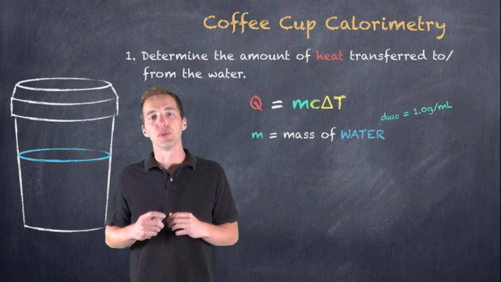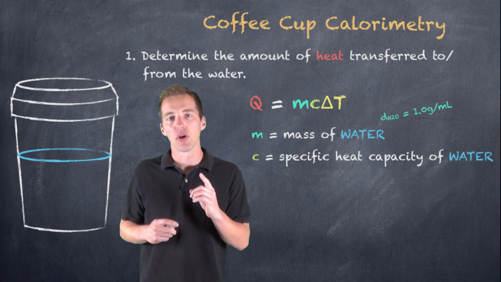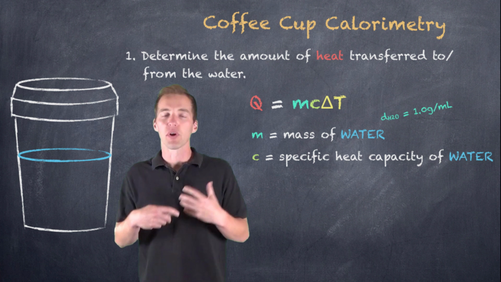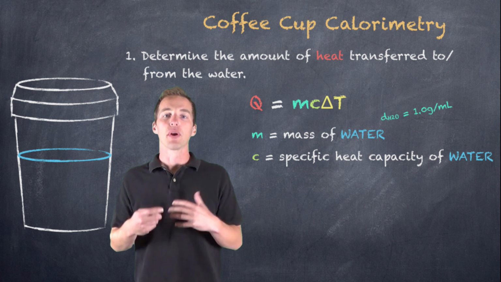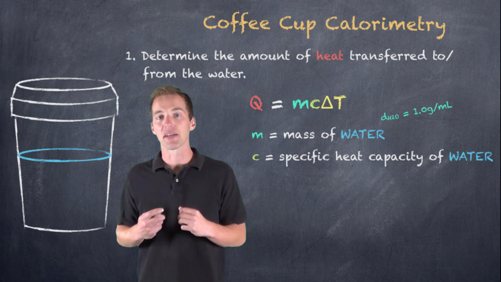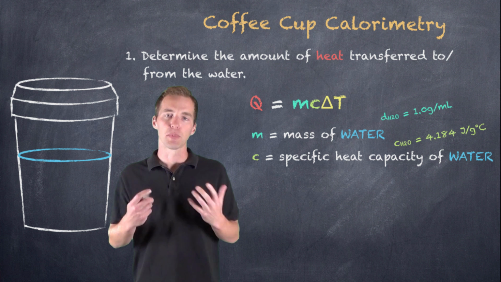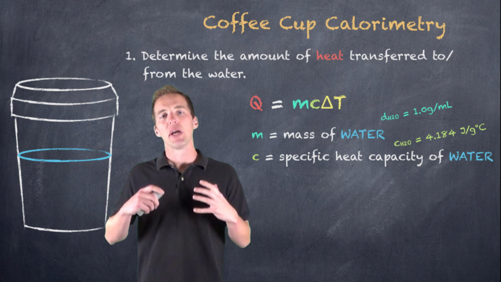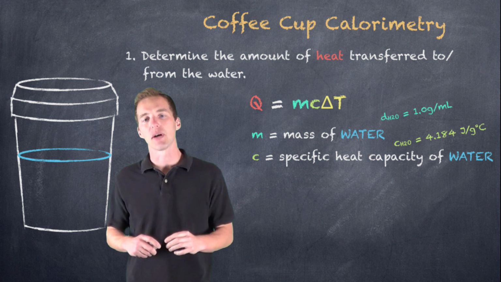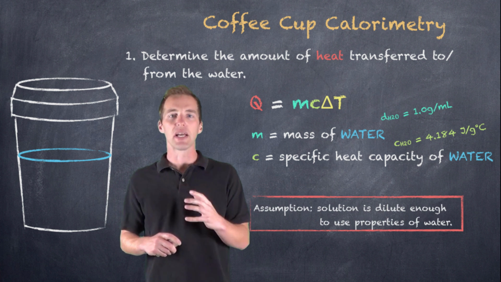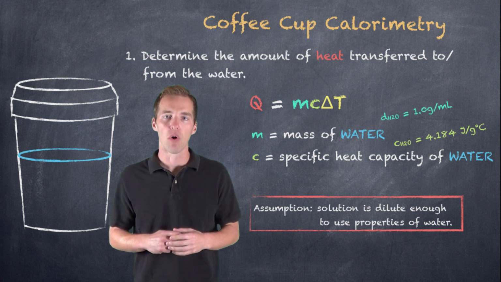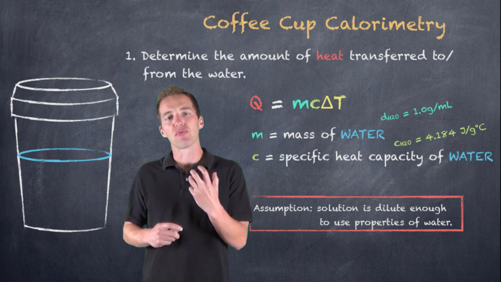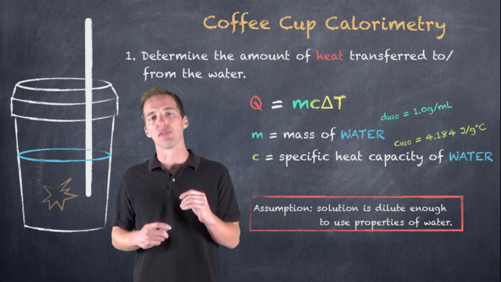We're also going to use the specific heat capacity of the water to help us in this calculation. And we're going to use it enough that you're going to remember, or get to learn, that the specific heat capacity of water is 4.184 joules per gram degree Celsius. But of course, this is a value that you can always look up. Now, in order to use these two values, we have to make the assumption that the solution is dilute enough to effectively have the properties of water. And in most cases, that's a pretty safe assumption to make. We're then going to perform the reaction and measure the temperature change of the water.